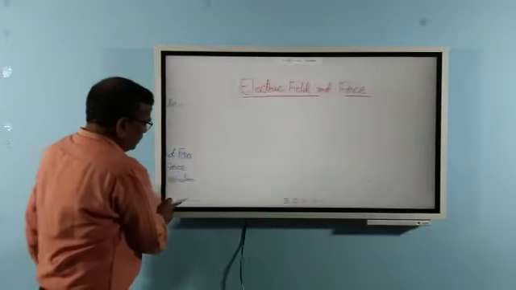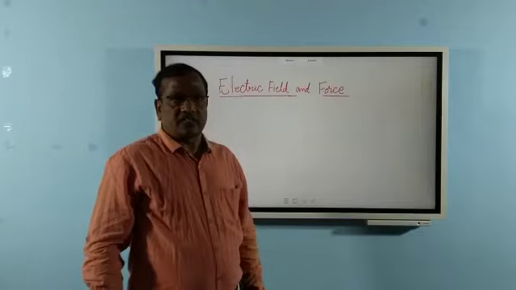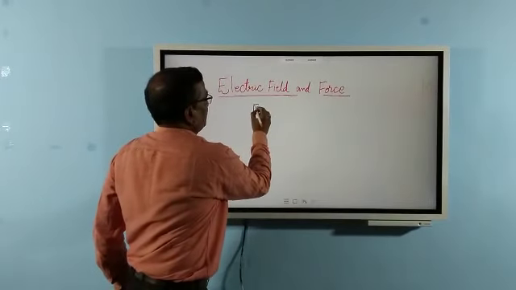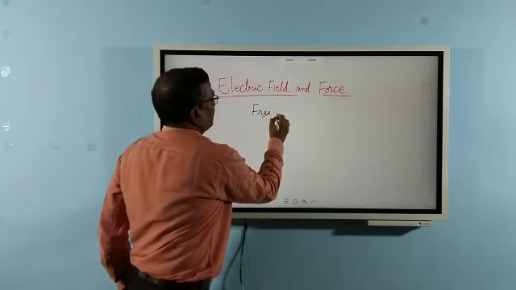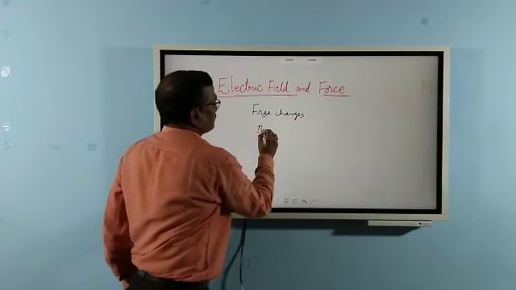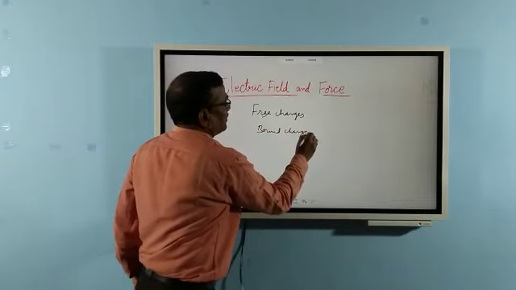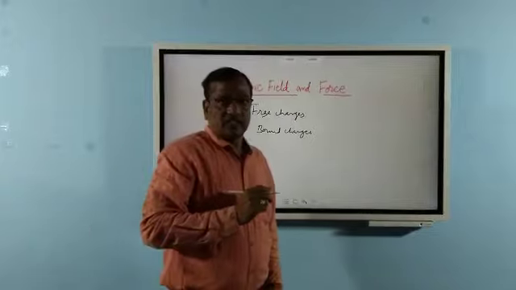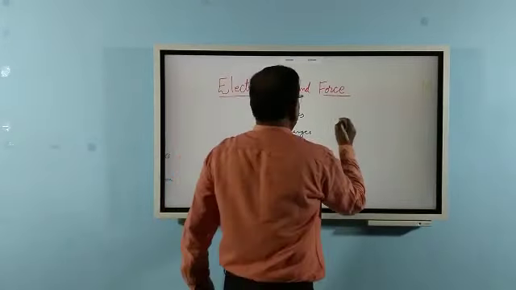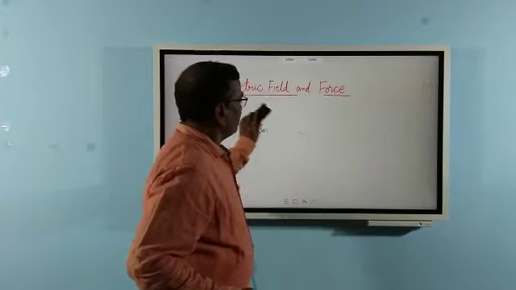As you know, charged particles are point charges. They are in a free state, free charges. There are two types of charges: free charges and bound charges. Here we are considering the free charges. So first, keep free charges in an electric field. Suppose a free charge is kept in an electric field, what will happen?